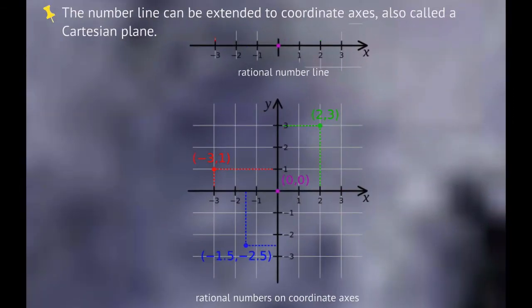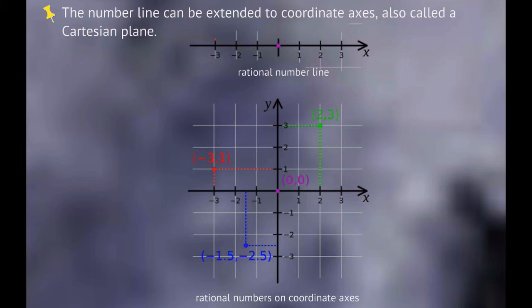The number line can be extended to coordinate axes, also called a Cartesian plane. The rational number line is at the top. Fractions aren't shown there, but they should be included. And we call that the x-axis. Below it, we have the coordinated axes. Axes is the plural of axis. We have the x-axis and the y-axis.